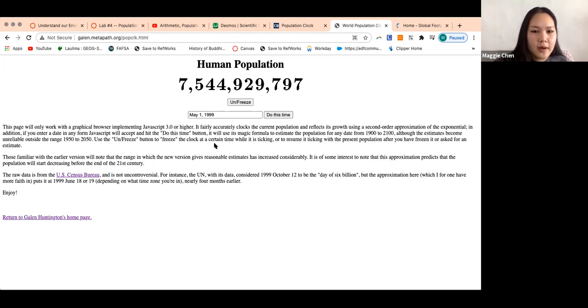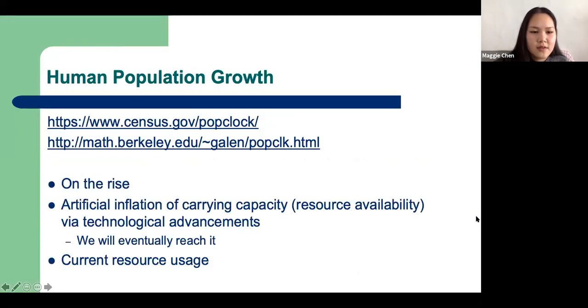Now, let me go back to our PowerPoint. And so we saw that human population is on the rise, it's growing exponentially too. This is due to artificial inflation of carrying capacity. This really refers to resource availability based on technological advancements. What that really means is that we have been borrowing resources from the future by the technology that we use that gives us more resources than we currently have.